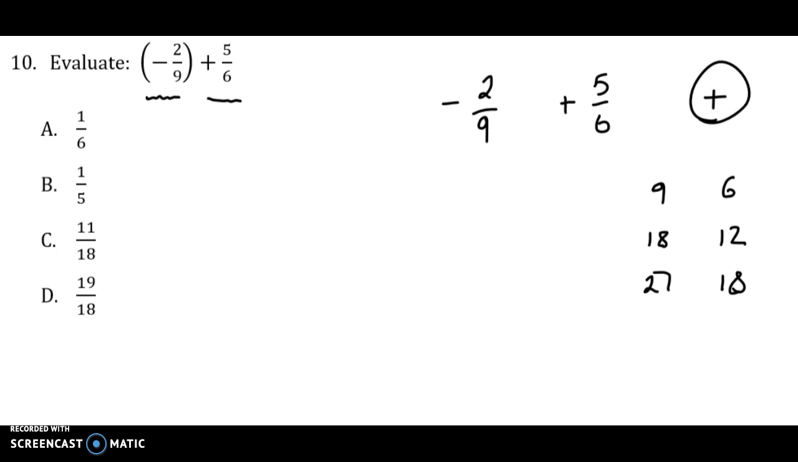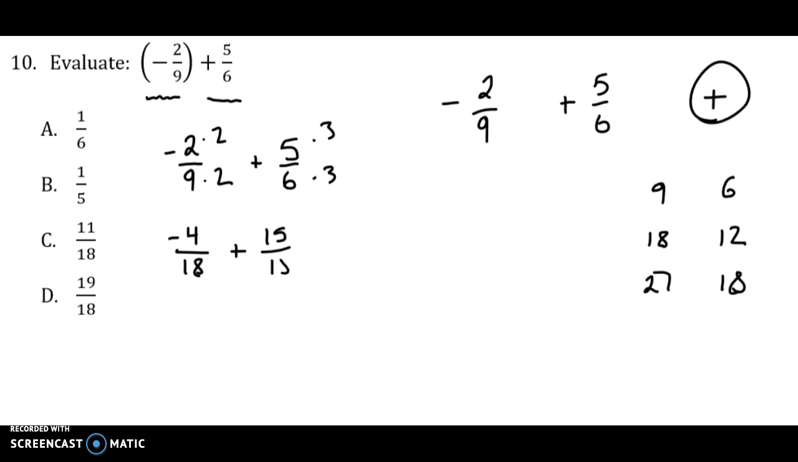So to get from 9 to 18, I need to multiply by 2. So I'm going to take negative 2 over 9 and multiply the top and bottom of that fraction by 2. I'm then going to take my 5 over 6 and multiply the top and bottom of that by 3. So that's going to give me negative 4 over 18 plus 15 over 18. So if I take negative 4 and add 15, that'll give me a positive 11 over 18.